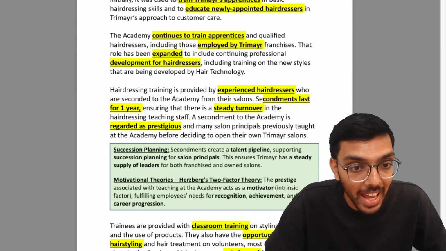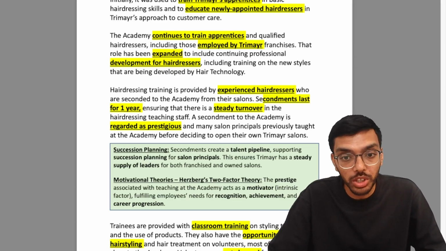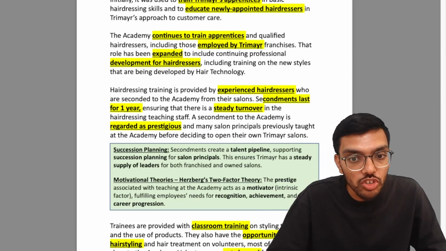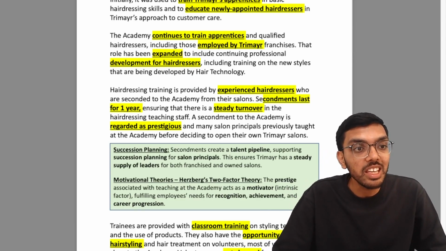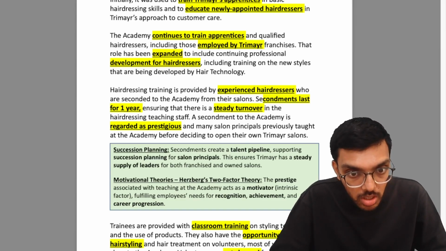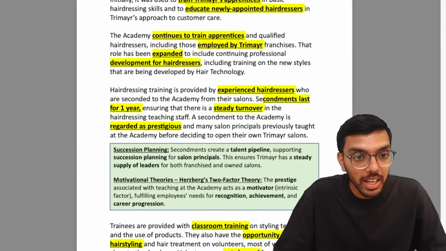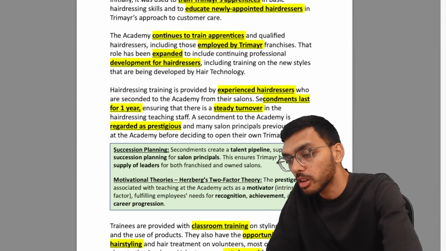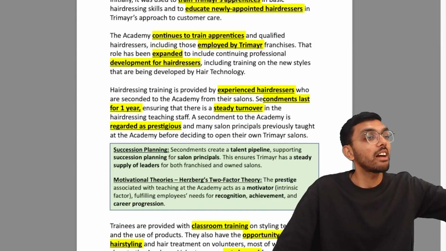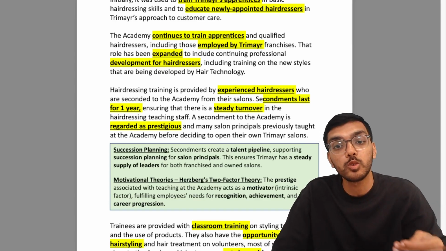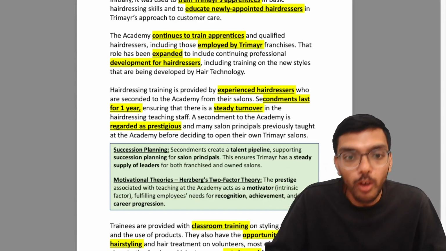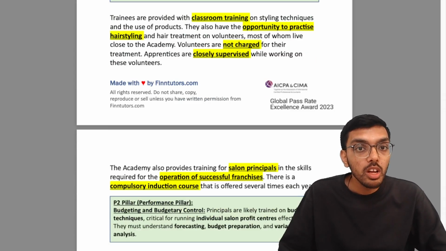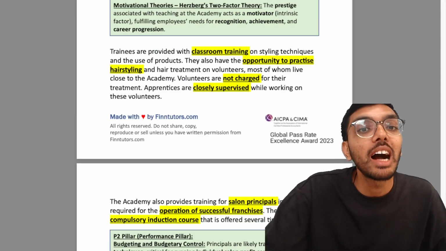Now succession planning and motivation will be important over here. Because our academy has prestige, it is considered an important motivator. Secondments create a talent pipeline supporting succession planning for salon principals. If a proper salon principal is set up, then another salon can also be franchised to be taken care of by that principal. So this entire training ecosystem is one that we have created to support our growth.